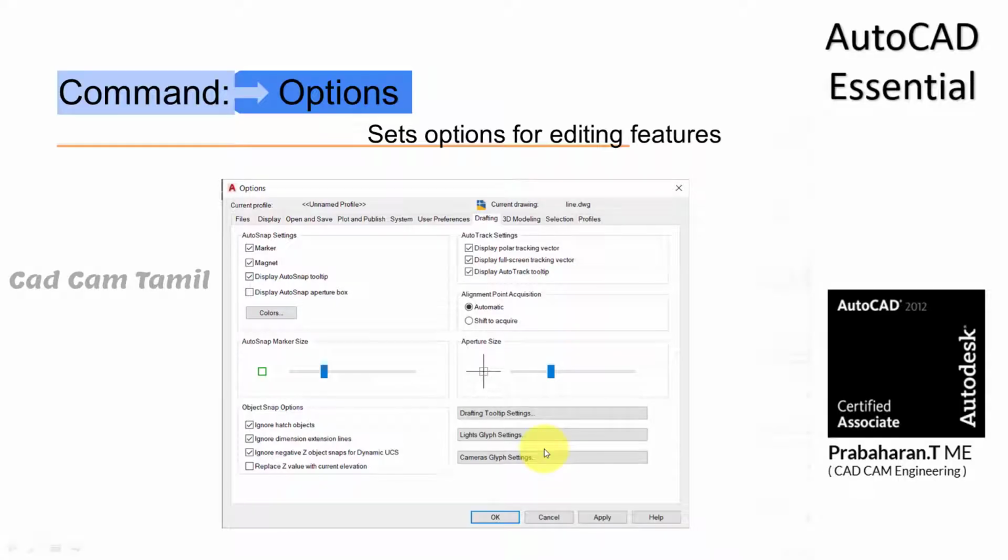Next option tab is drafting. In between we have plot, publish, system, user preference. I don't want to discuss these things. These are default settings, and we don't want to disturb anything here. Next we go for drafting. Here we are going to set the options for drafting related editing features.